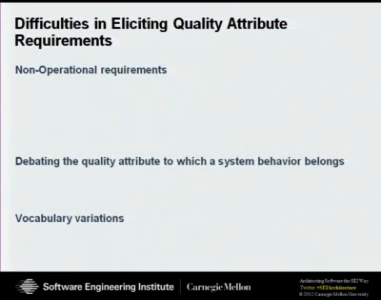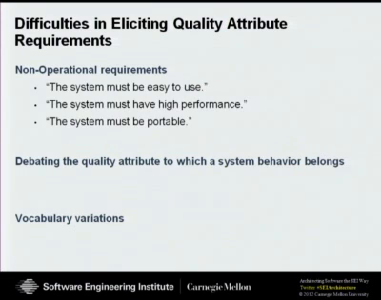So, some of the problems that arise when it comes to people specifying their quality attribute requirements. We have what we call non-operational requirements. I'm sure most, if not all of you, have heard requirements like this before. The system shall be easy to use. The system must have high performance. The system must be portable. The system must be highly available, highly usable, whatever.